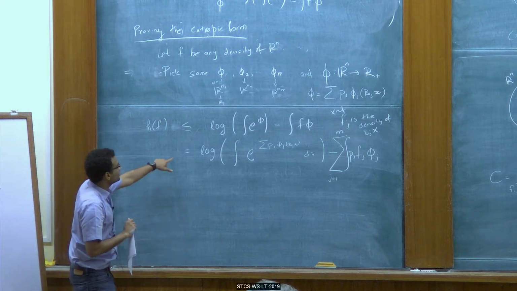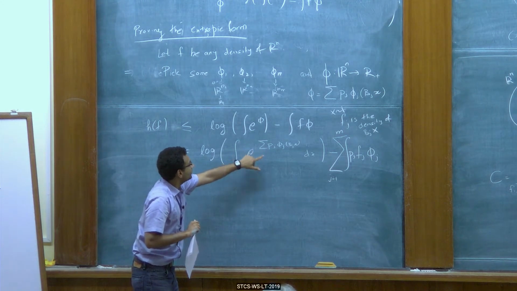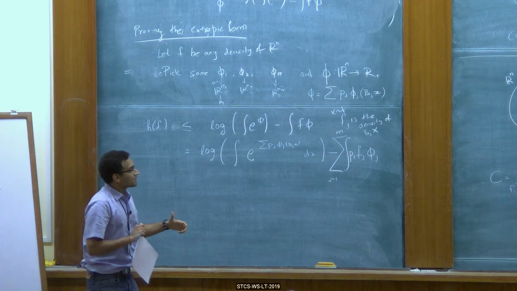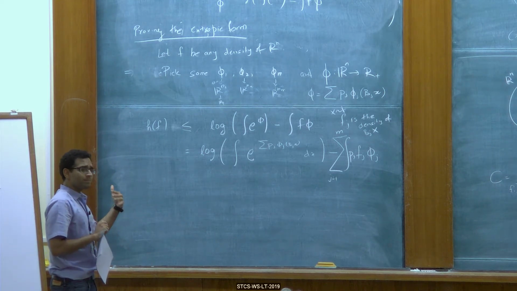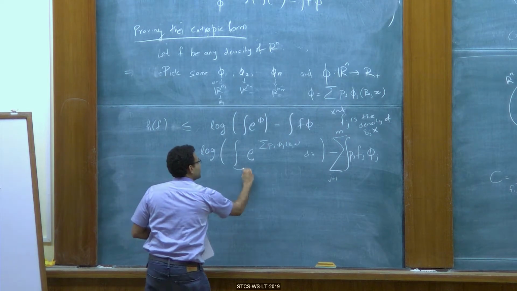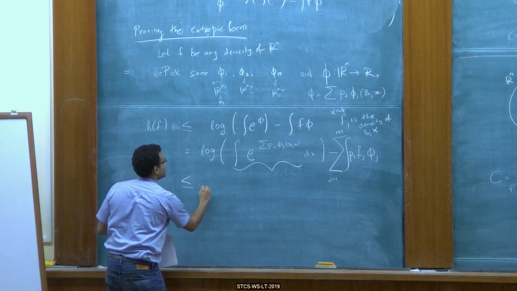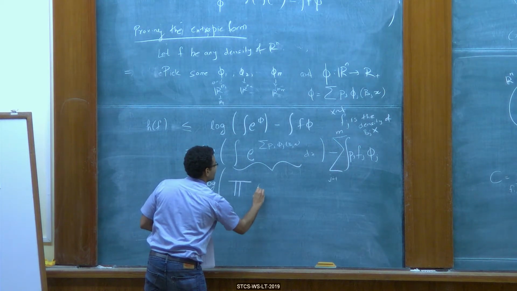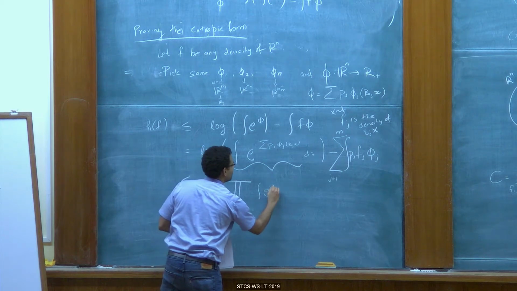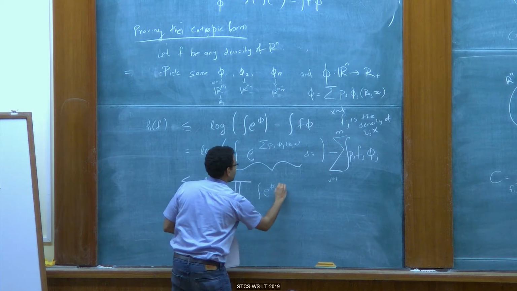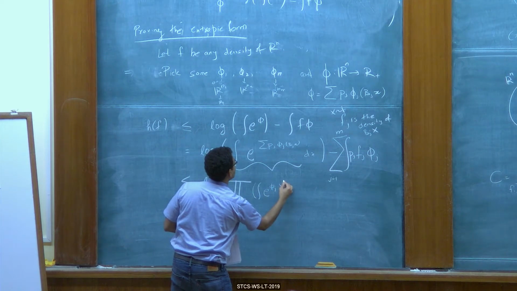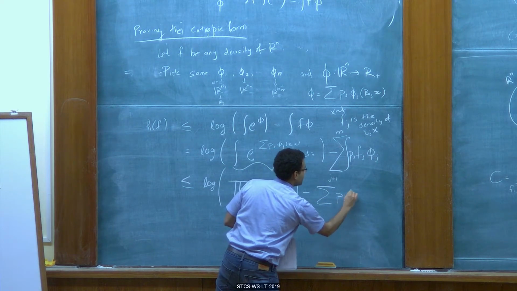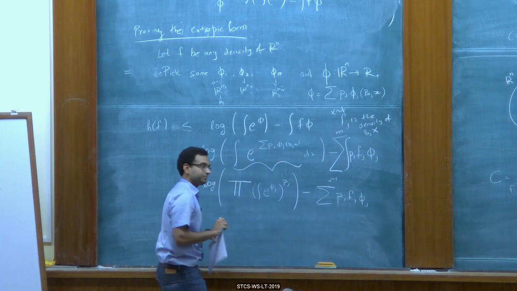We just wrote this, and now we can use the Brascamp-Lieb inequality. If you look here, this is e to the summation, and e to the summation is a product of e to the somethings. Brascamp-Lieb says that the integral of a product is less than the product of integrals. So you should be able to now replace this, using Brascamp-Lieb, by log of the product of these integrals: integral of e to the phi j, whole to the power of pj, and minus this sum of pj fj phi j.